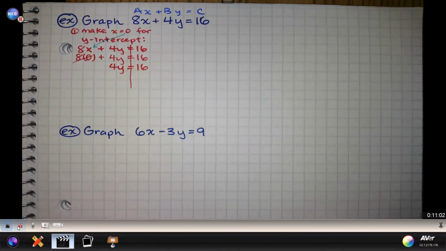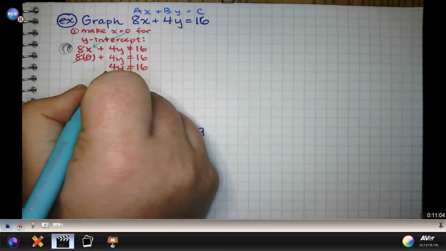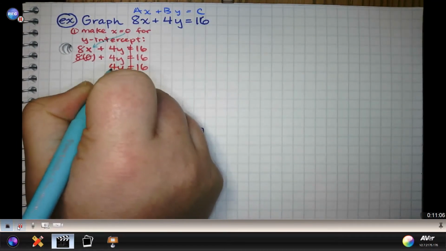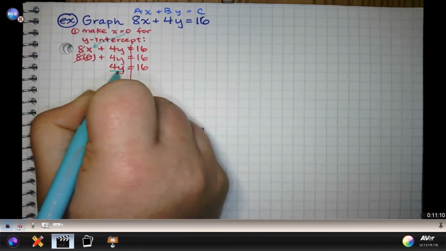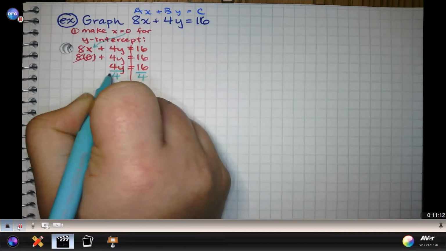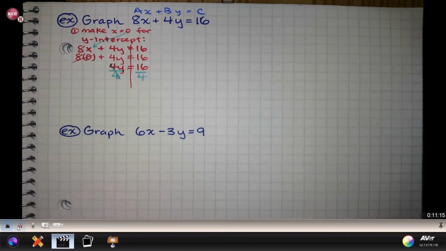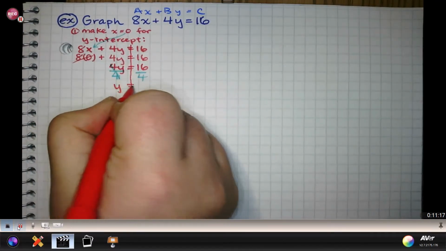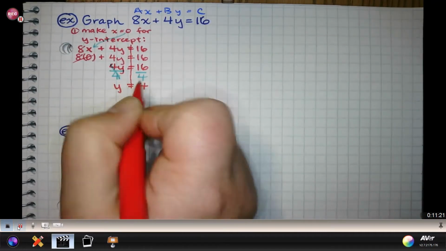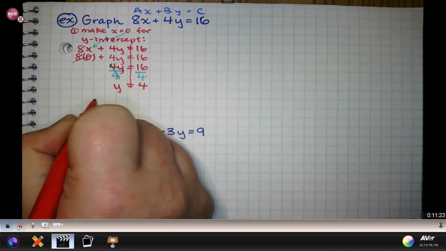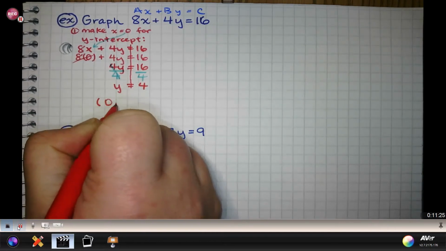Okay, then the last step is we do the opposite. So again, you can ask yourself 4 times what is 16, but if you divide both sides by 4, because they're being multiplied, 4 divided by 4 is 1, so you just have y equals, and then 16 divided by 4 is 4. So what is the y-intercept? That is 0, comma 4.